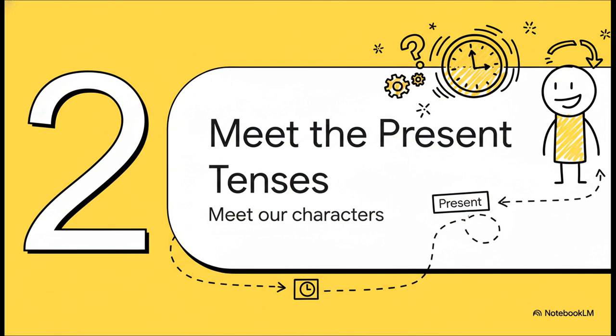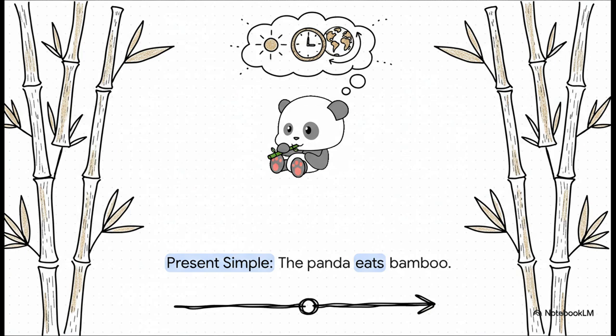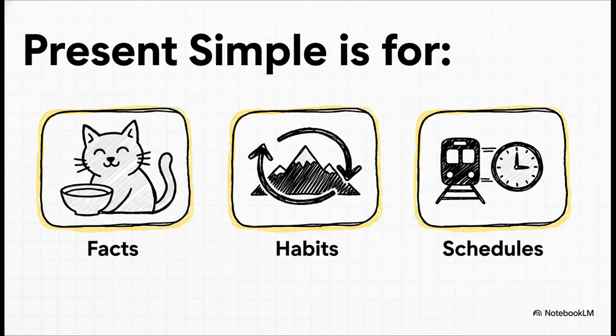To show you how this all works, we're going to start in the present, and you're going to get to know our two most common animators, Simple Panda and Continuous Panda. First up, meet Simple Panda. The simple aspect is all about stating facts. The panda eats bamboo. It's just a general truth. It's what pandas do. It's simple, it's direct, it's factual. That's his whole personality. So we use the present simple for things that are generally true, facts and habits.